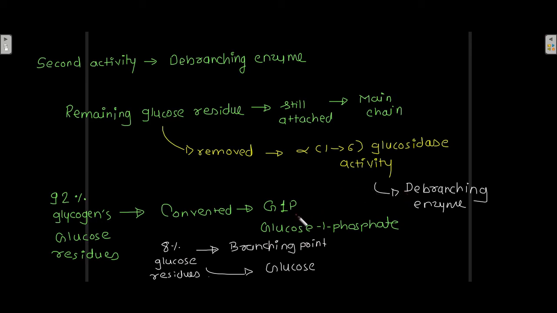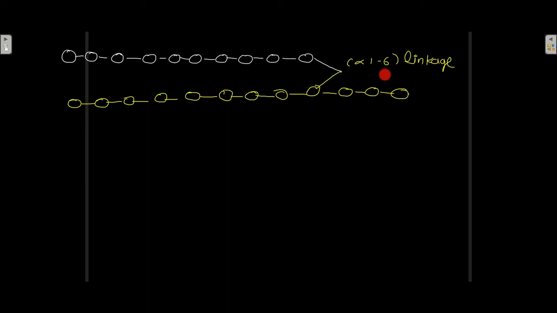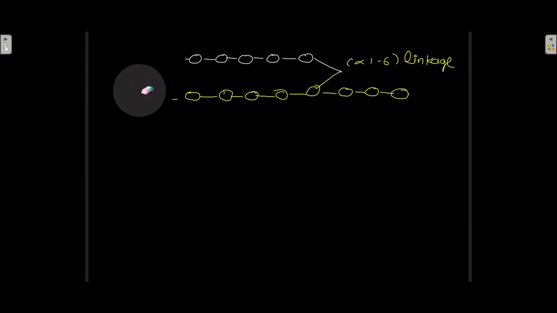So consider this is your glycogen molecule. Now this is subjected to glycogen phosphorylase. So what is the activity of glycogen phosphorylase? It removes glucose residues from the end, and they are released as glucose 1-phosphate. So this is released as glucose 1-phosphate, then this, then this, then this, then this, then this as well, and this as well.